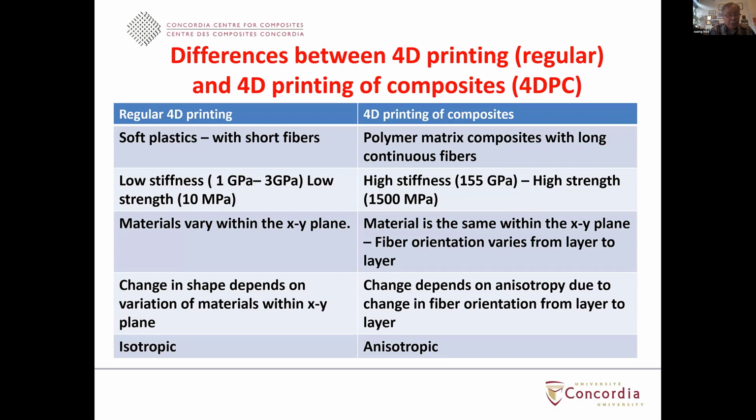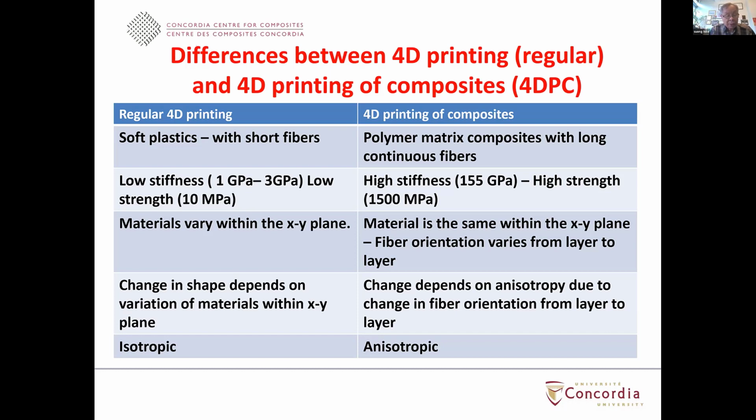And basically, I want to compare what I call regular 4D printing and the 4D printing of composites. In regular 4D printing, these are the kinds of things that I have seen in papers from other people, in the sense that usually they use soft plastic. And if you want to increase the strength and stiffness, you add soft fibers into it. Whereas the material that I use here is a polymer matrix composite with long continuous fibers. In terms of stiffness and strength, for regular 4D printing the stiffness is about maybe 1 gigapascal to 3 gigapascal, and strength about 10 megapascal. But for the 4D printing of composites, we talk about 155 GPa, and the strength maybe about 1,500 MPa.